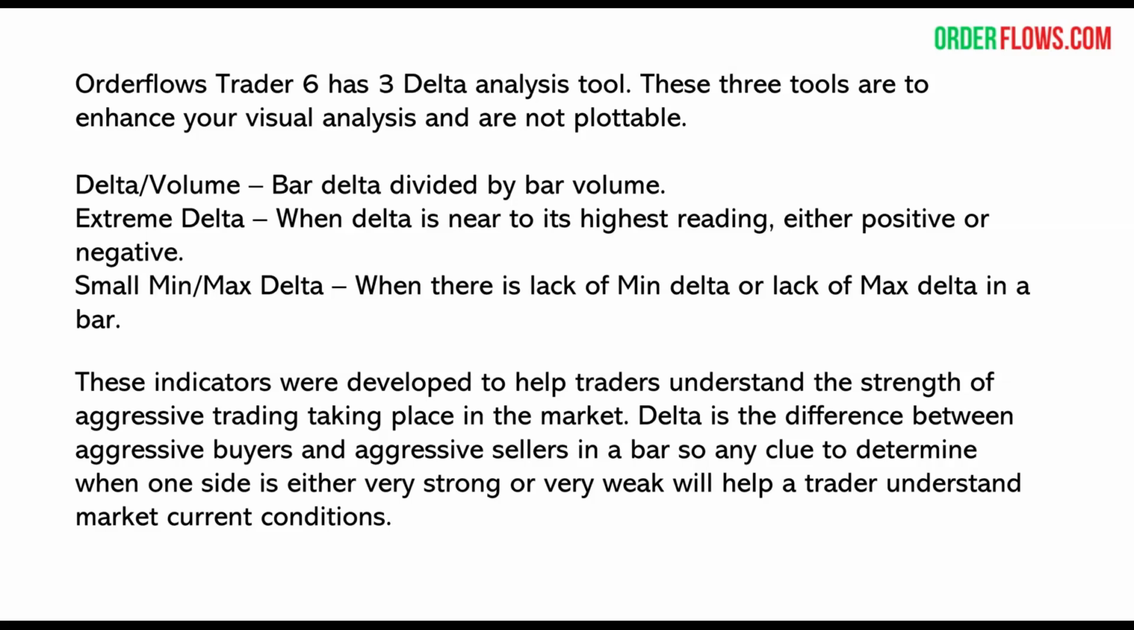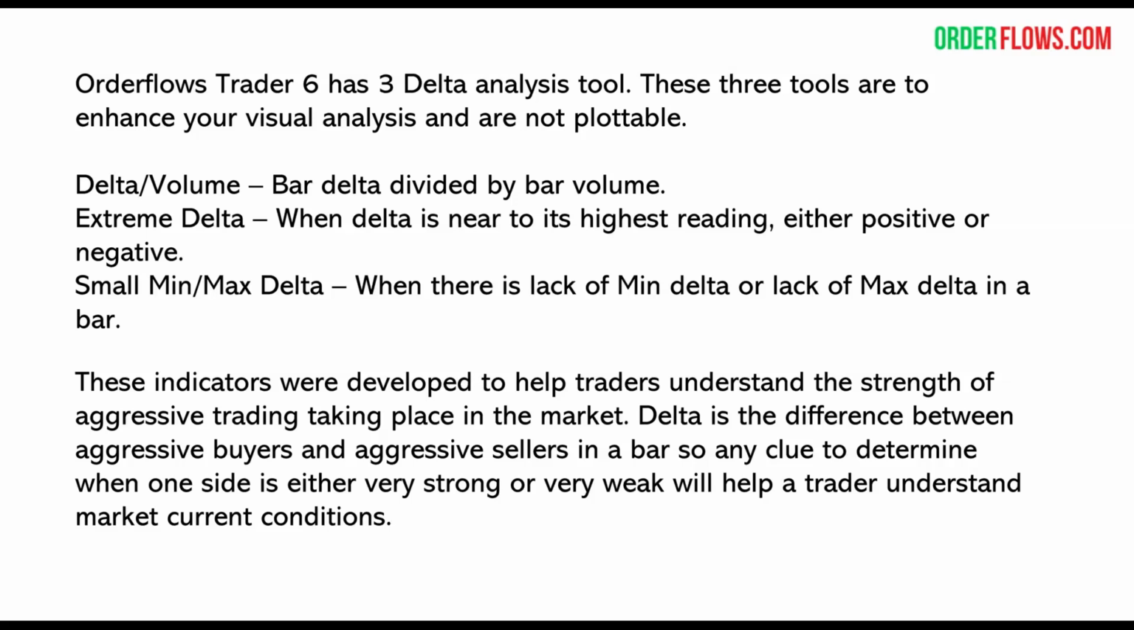We have extreme deltas, which is when delta is near its highest reading, either positive or negative, meaning that the aggressive traders were overwhelmingly dominant in a bar, either buying or selling. We have small min-max delta readings, which indicate when there's a lack of min delta or lack of max delta. And why that's important is because every bar is going to have aggressive traders, buyers or sellers. But when it's really lacking, that's also a sign to you.